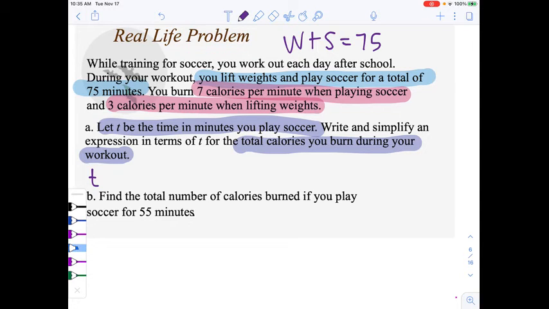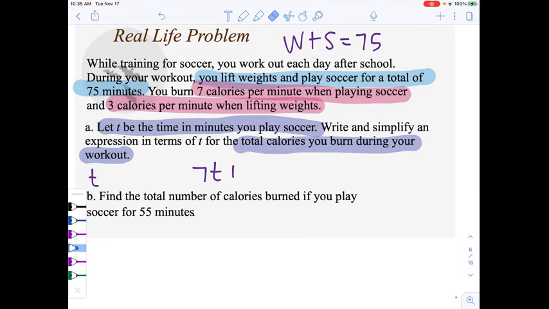So let's think about this. Let's start with soccer. We burn 7 calories per minute when playing soccer. I know per is multiplication, so I can write that as 7T. Then we know that we burn 3 calories per minute when lifting weights. But I can't do plus 3 times T because they're not necessarily the same amount of minutes. And if we use the same variable, well, that doesn't work.